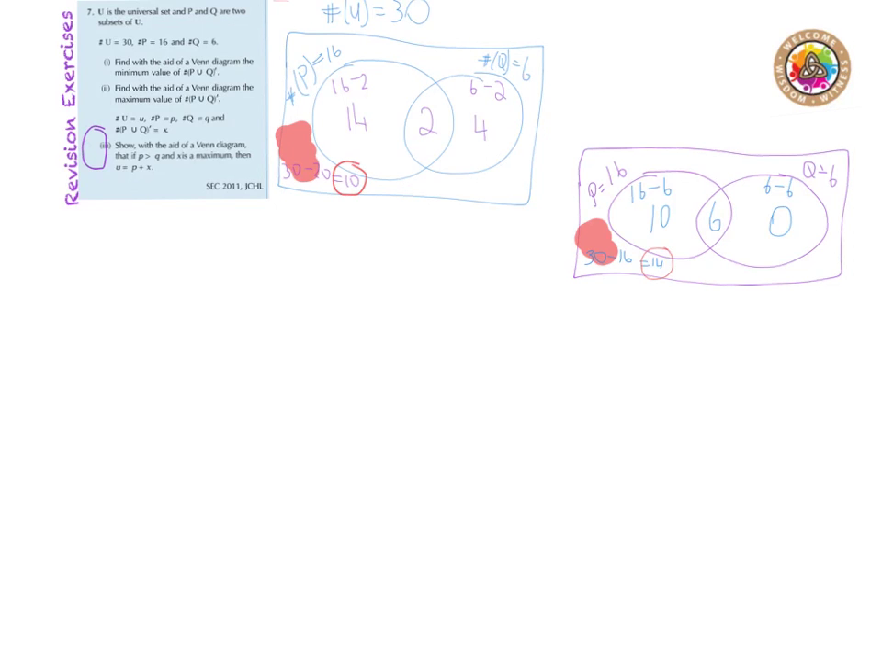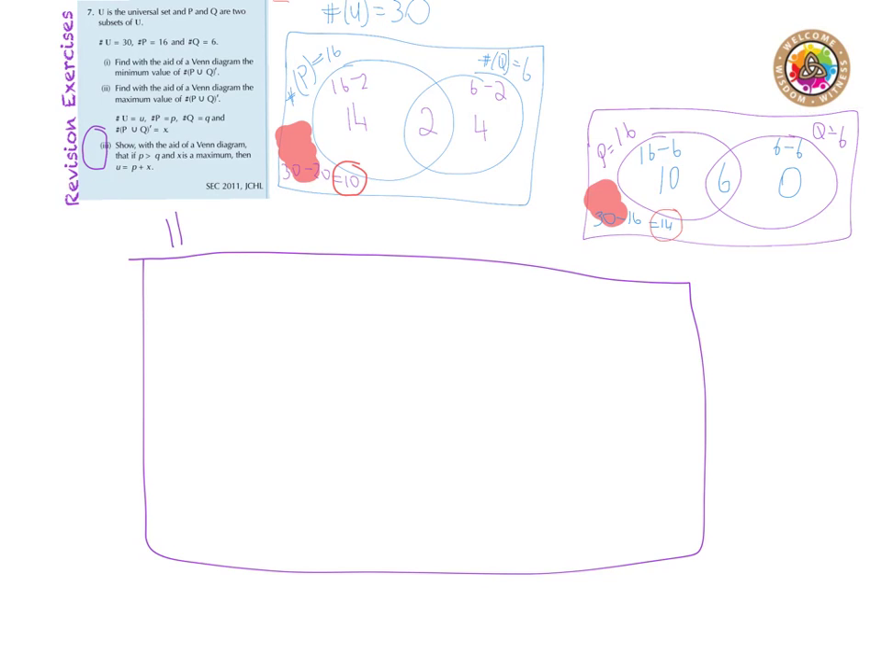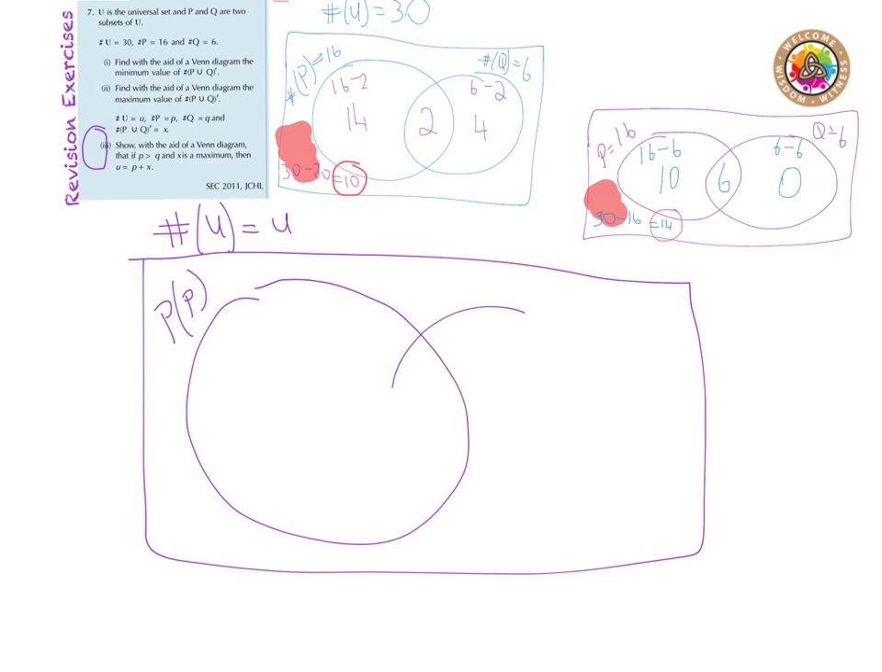So outside, the cardinal number of U, they have told us, is equal to small u. Here we have P, and we know that this time it's equal to small p. And here we have Q, and we know that that's equal to small q in terms of elements. And we're told that out here in P union Q complement we have X. So they ask us that if p is bigger than q and X is a maximum, then u equals p plus X.